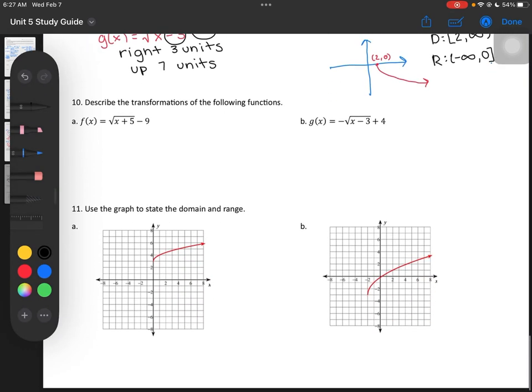For this one, there's no Delta Math questions. So at this point, you should be done with all of your Delta Math sections. There's just two different questions here for you to practice selecting your transformations and then stating the domain and range. Both of these you can check in formative when you finish.